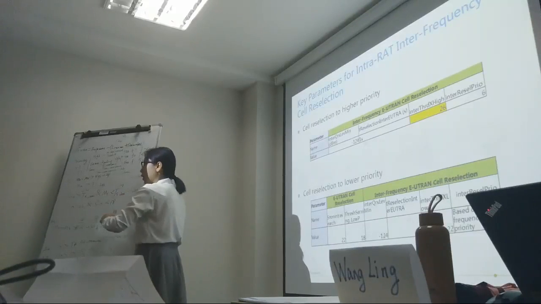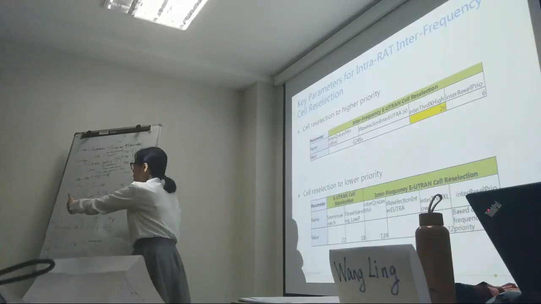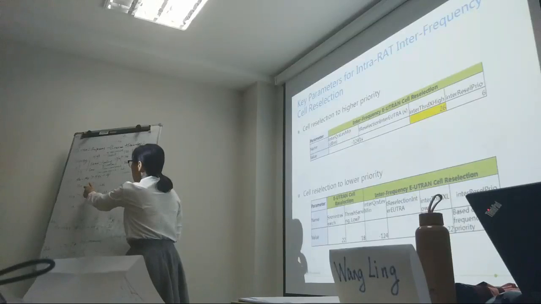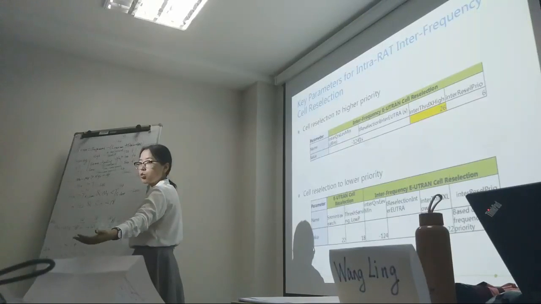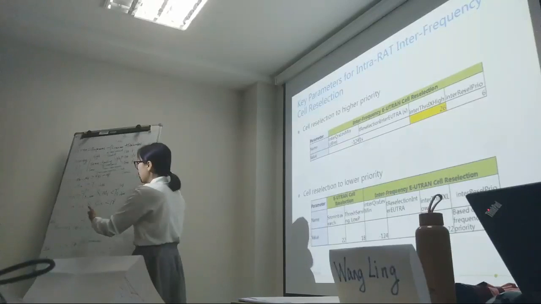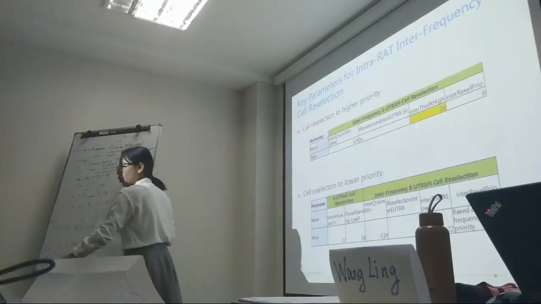For myself, it should be less than minus 106. And the neighbor cell should be greater than minus 102. Okay, let my UE go to the neighbor cell. Yeah, it's similar to the A5.